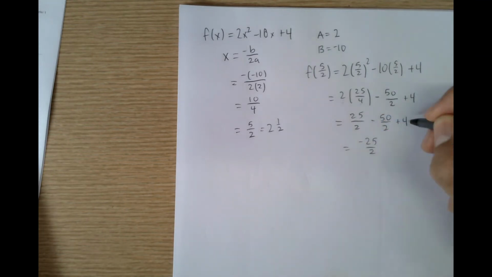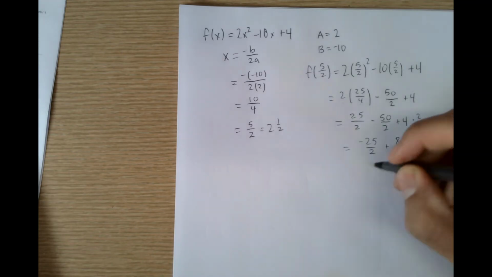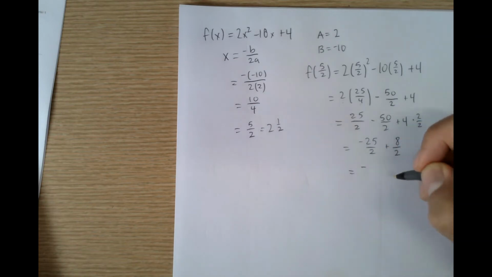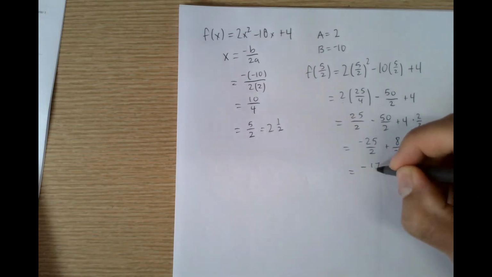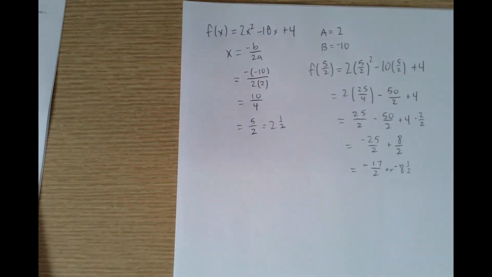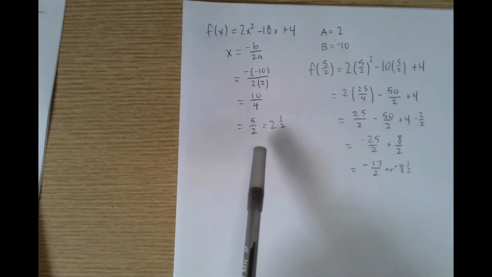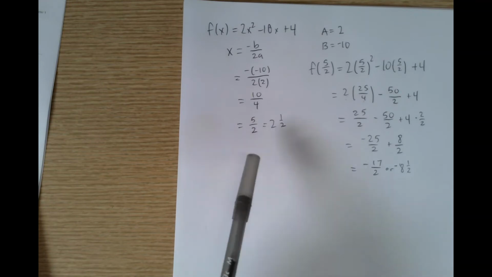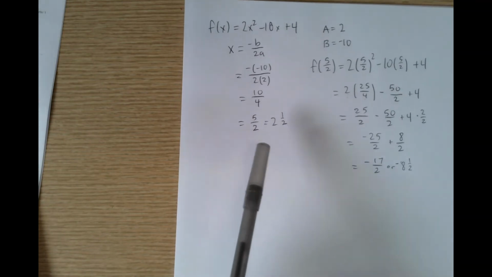I'm going to convert this by multiplying by 2 over 2, which is just 1. And this becomes 8 over 2, and we get negative 17 over 2, or negative 8.5. So again, all I'm doing is solving for the vertex by plugging in the x value of the line of symmetry and then solving.